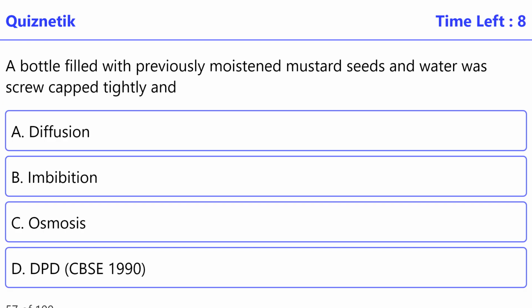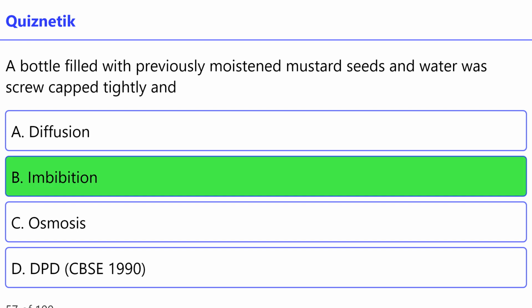A bottle filled with previously moistened mustard seeds and water was screw capped tightly and kept in a corner. It blew up suddenly after about half an hour. The phenomenon involved is? The correct option is B, imbibition.